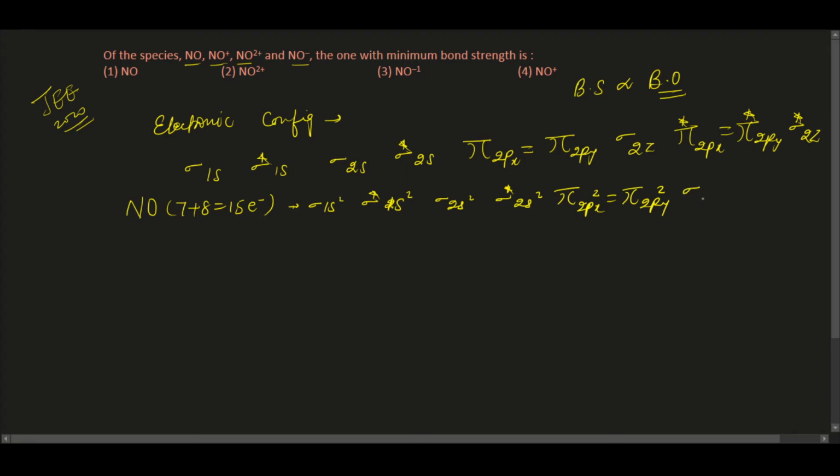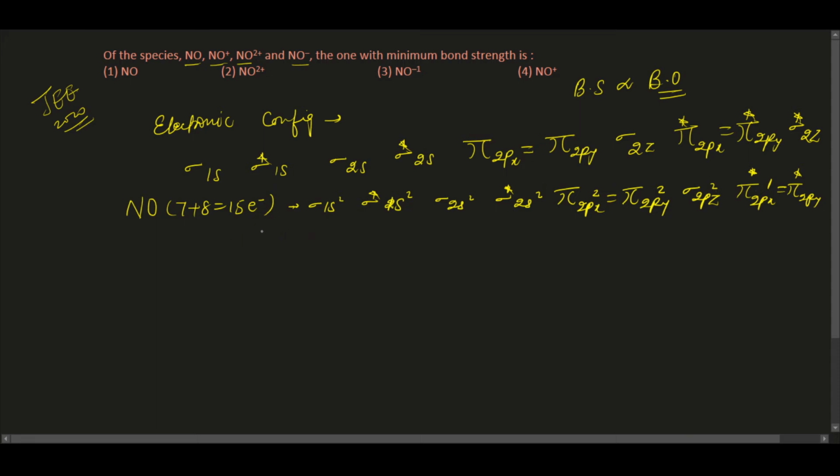Sigma 2pz gets 2, that is 14, and then pi star 2px equals pi star 2py, here is star and here is star, and it will work. So 2 plus 2, 4 plus 2, 6 plus 2, 8, 8 plus 2, 10 plus 2, 12 plus 2, 14, 14 plus 1, 15.